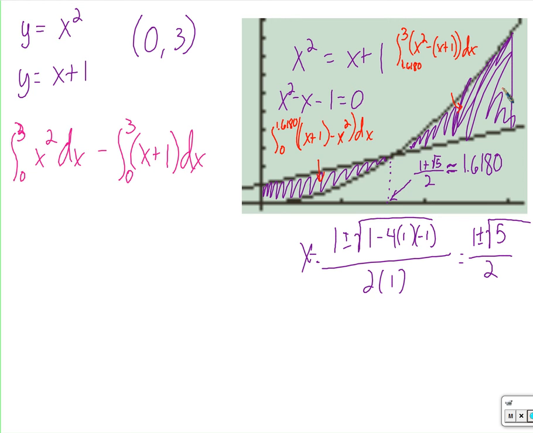Alright, so it's important that the function that you're subtracting is which one? It's the bottom one from the top one. So the one that you're subtracting should be your lower function, your lesser function, and the one you're subtracting it from should be the greater function. Whenever that relationship changes, when what was lower is now higher, then you need to switch the order of subtracting. Okay.